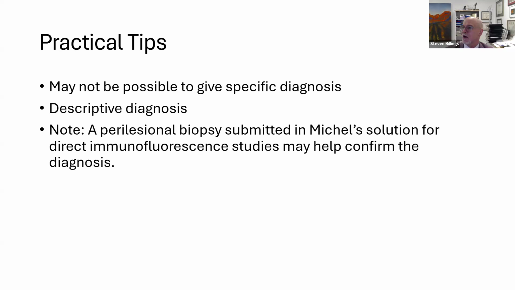All right, so practical tips for immunobullous disease. It's not always possible to give a specific diagnosis, especially if you don't have information about the direct immunofluorescence findings. In that case, you can give a descriptive diagnosis like a subepidermal blistering disease and suggest a differential diagnosis. If you are taking a biopsy for direct immunofluorescence, remember to do a perilesional biopsy, not a lesional biopsy, to help confirm the diagnosis.